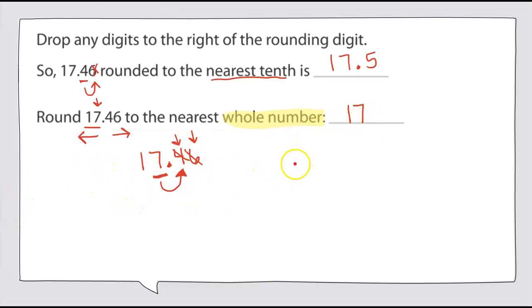Okay, try to round this number to the nearest whole number. 19 and 57 hundredths. All right, pause the video, attempt this, then unpause to check your answer.